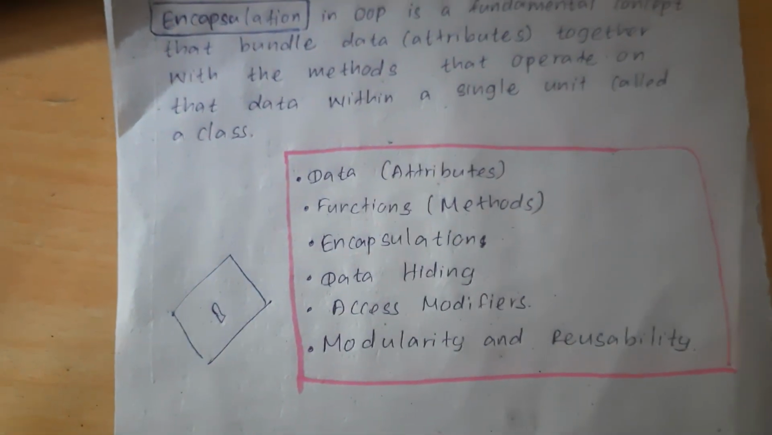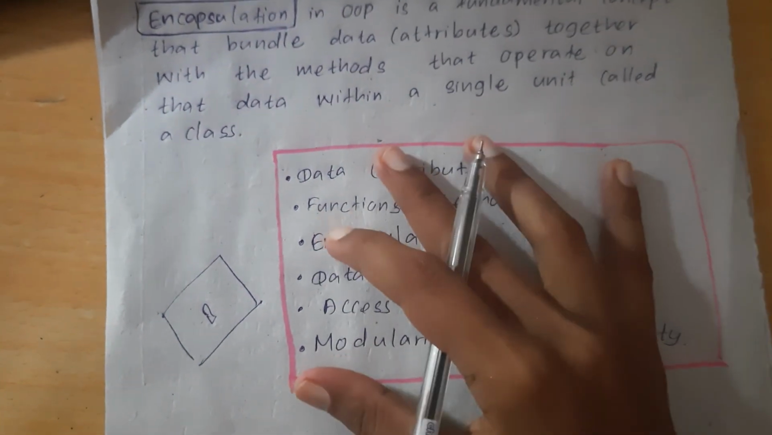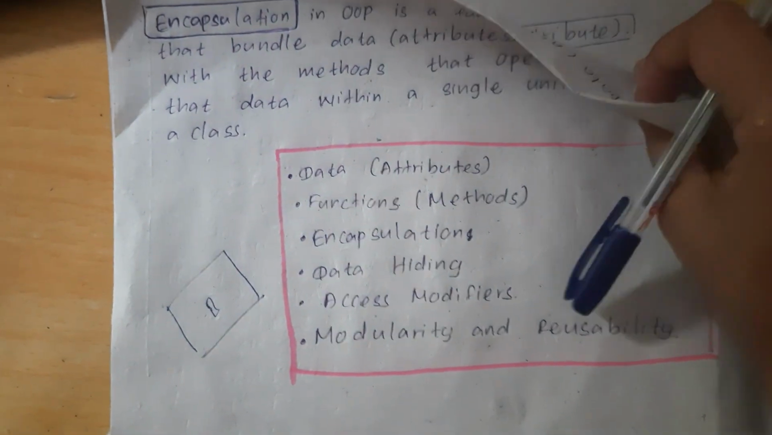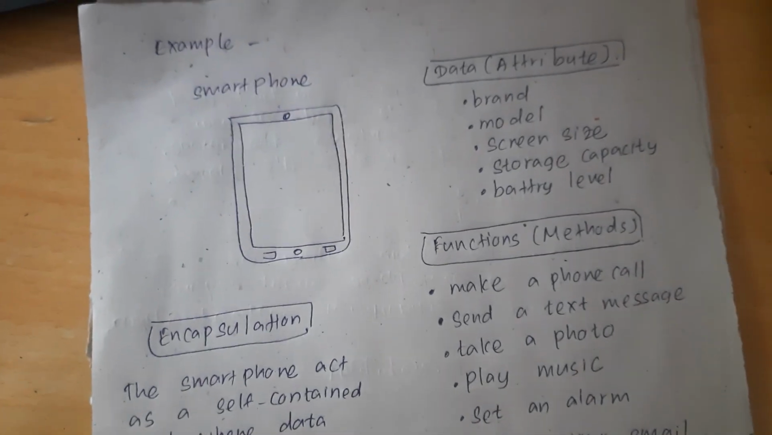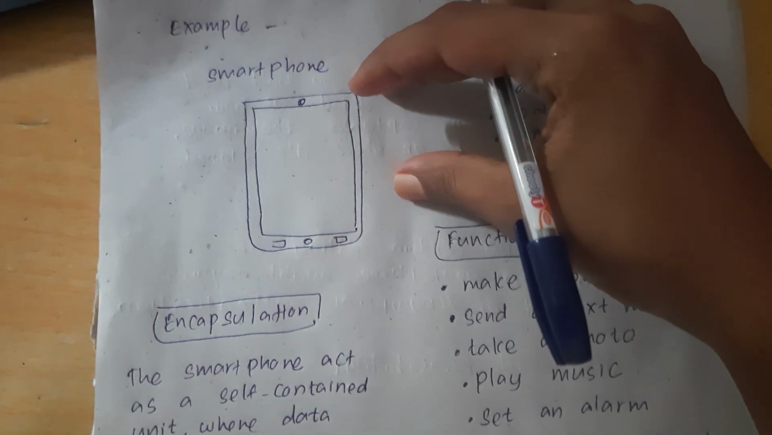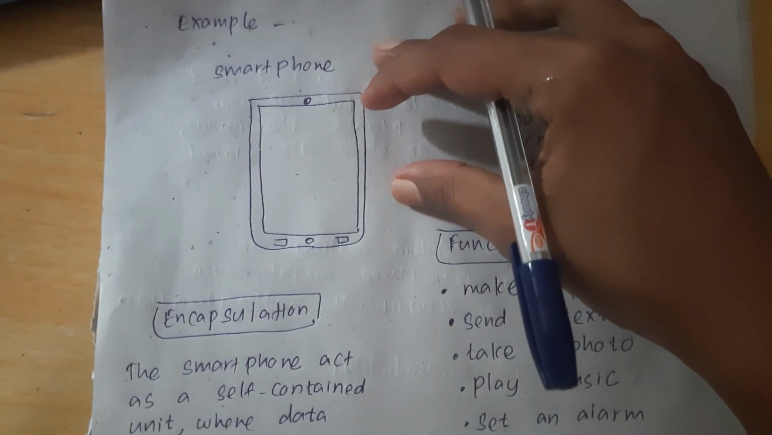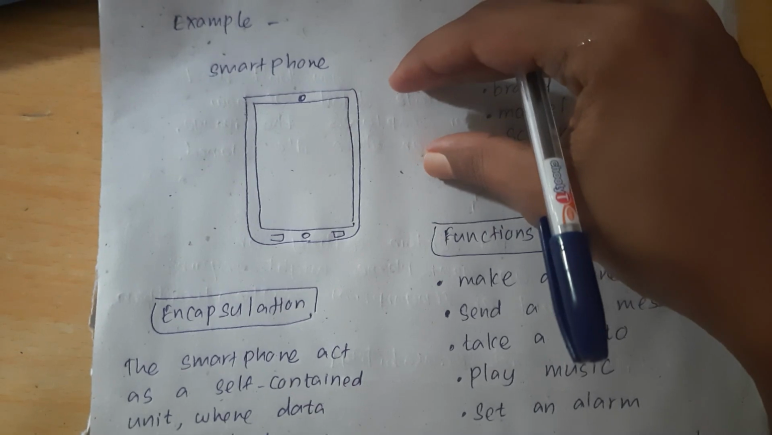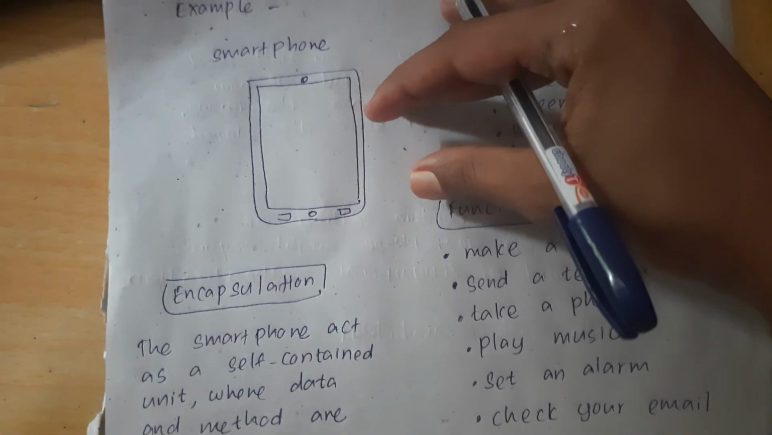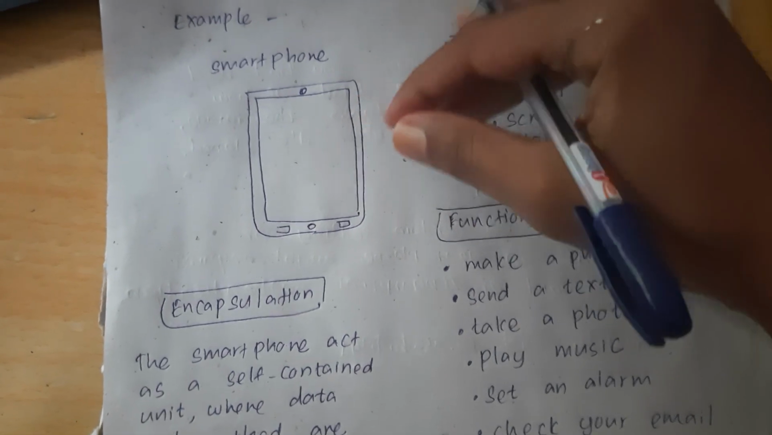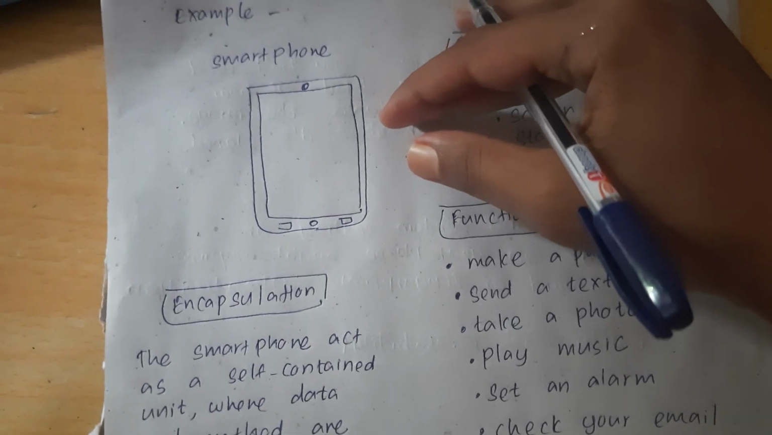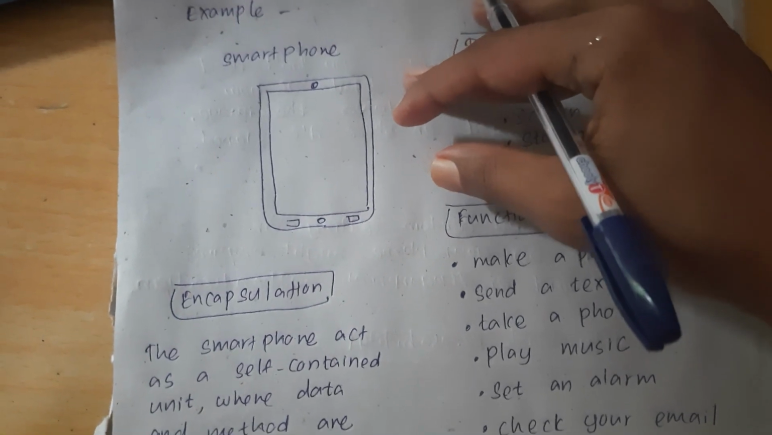To understand what encapsulation is, we use an example. Think of your smartphone as an object, just like in object-oriented programming. Your smartphone has various components and functionality, and it encapsulates these elements within a single unit, much like a class encapsulates data and methods.